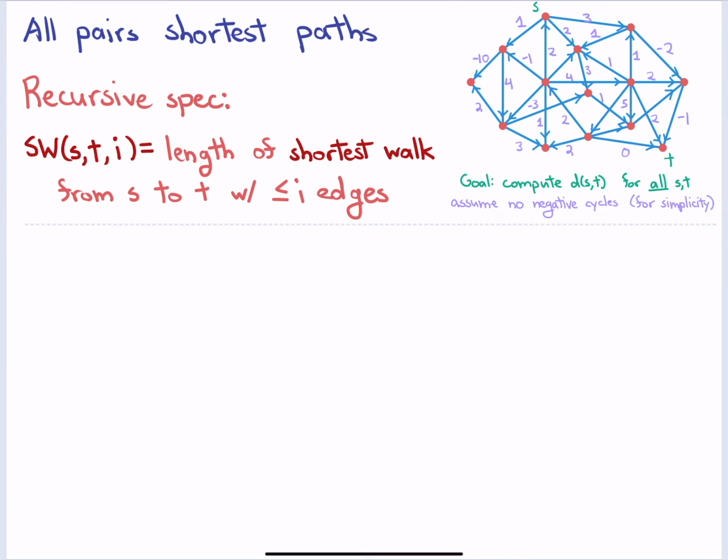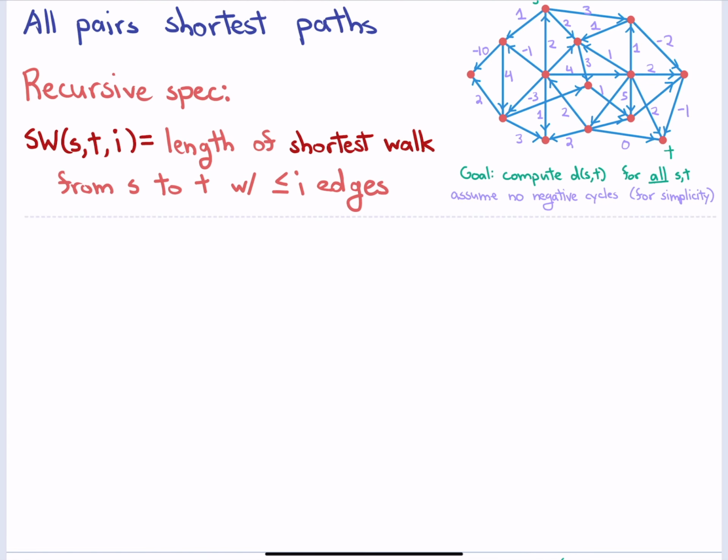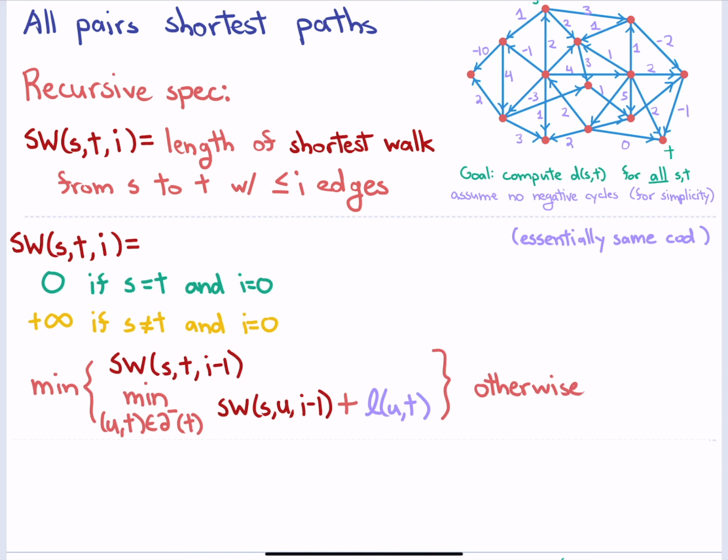If i is equal to 0, then if s is equal to t, the answer is 0. I don't use any edges. If i is equal to 0, so I don't have any edges, and s is not equal to t, it should be positive infinity. And otherwise, I can try to figure out how to add one more edge, right? That was the strategy from last time. One more edge, one more edge. So this is sort of the same code as before, only inserting s, but it shouldn't be too surprising. It's really the same idea.